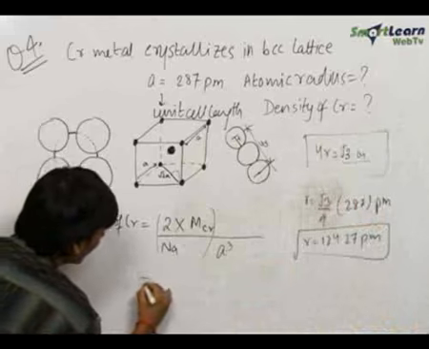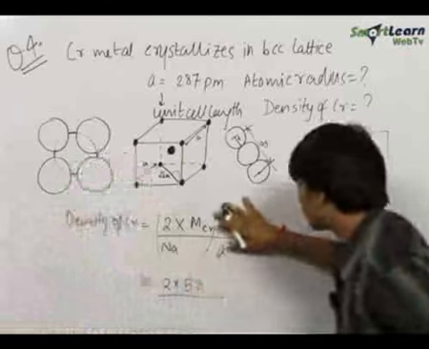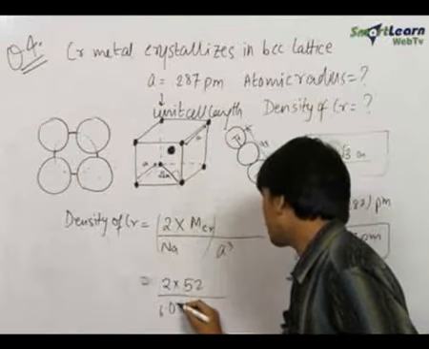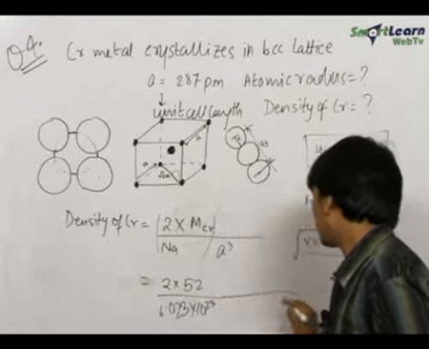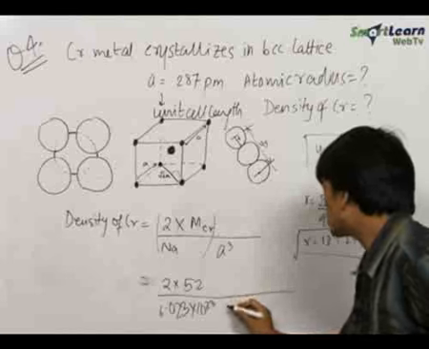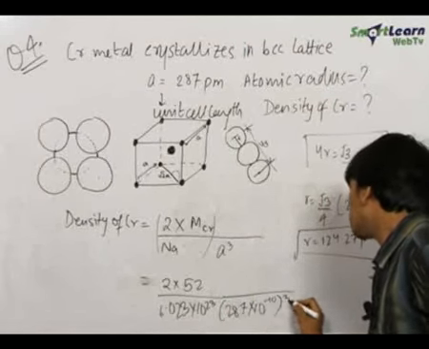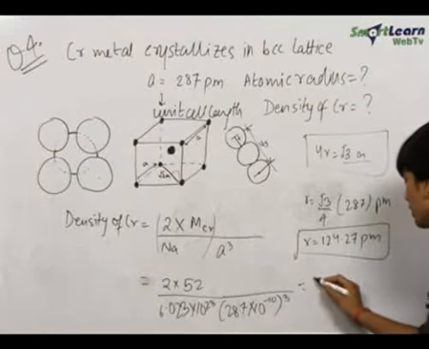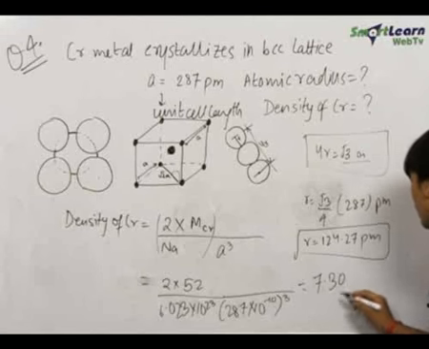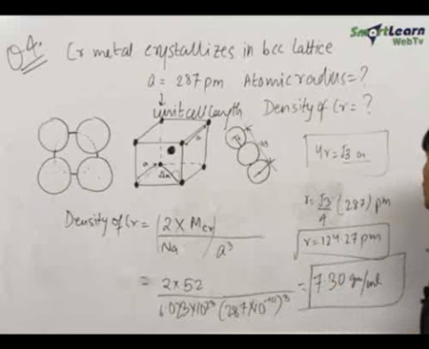Substituting the values over here, we get 2 into 52 upon, the molecular weight of chromium is 52, upon 6.023 into 10 raised to 23 into a cube, that is 287 into 10 raised to minus 10 whole cube. I have converted this into centimeters to find out the answer in gram per ml. This comes out to be equal to 7.30 gram per ml, and this is the final answer for the density of chromium, that is 7.30 gram per ml.